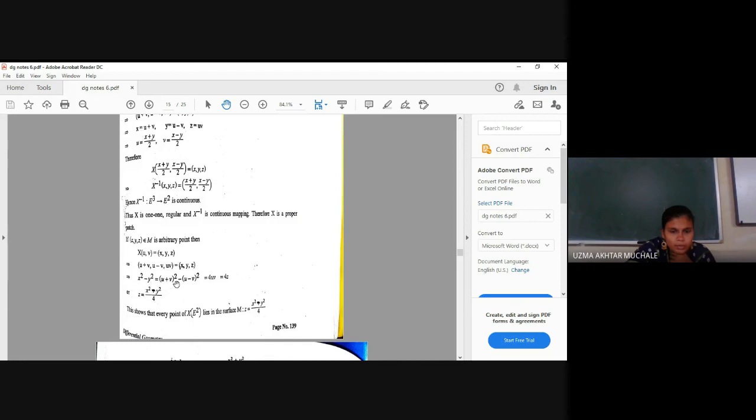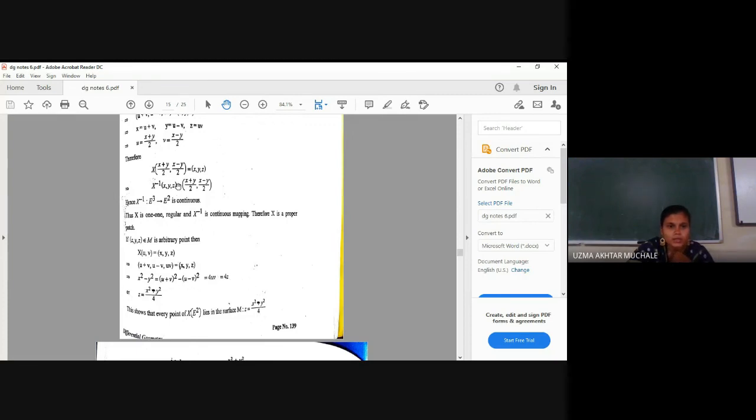Y is nothing but u minus v. So what will be the expansion of this? u square plus 2uv plus v square. And what is the expansion here? u square minus 2uv plus v square. u square and v square get cancelled and you are getting 2uv plus 2uv, that is 4uv.